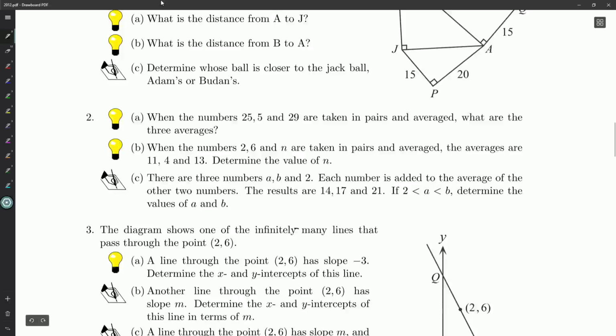We're looking in this video at question number 2 on our 2012 Galois paper. We started it in the last video and we're going to keep on keeping on with this contest. So we've got 2 light bulbs and a written part, just like in question number 1. Part A here: when the numbers 25, 5, and 29 are taken in pairs and averaged, what are the 3 averages? Okay, well, we know how to take numbers in pairs and average them.